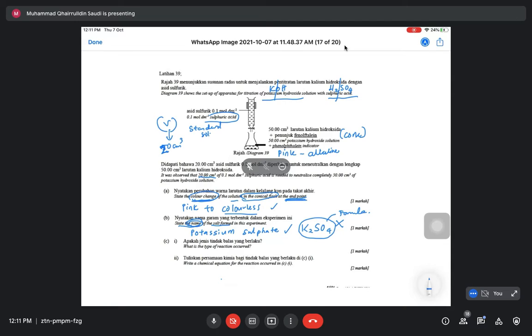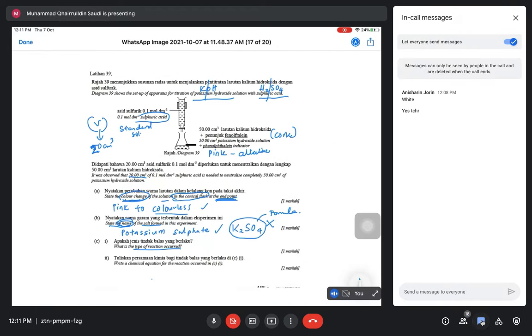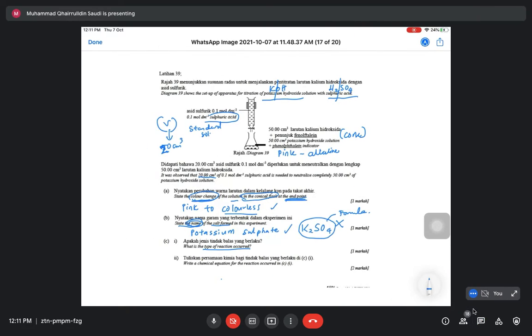Next one, C. What is the type of reaction that occurred? What is the type of this reaction? Acid plus neutral.